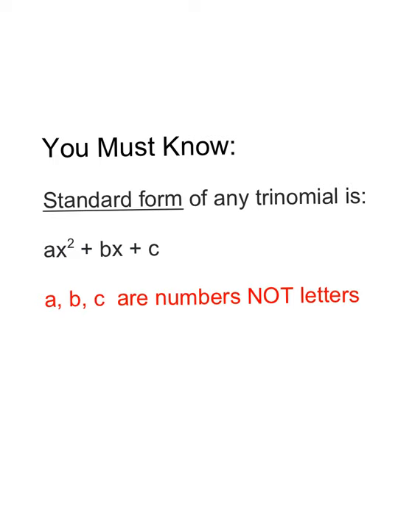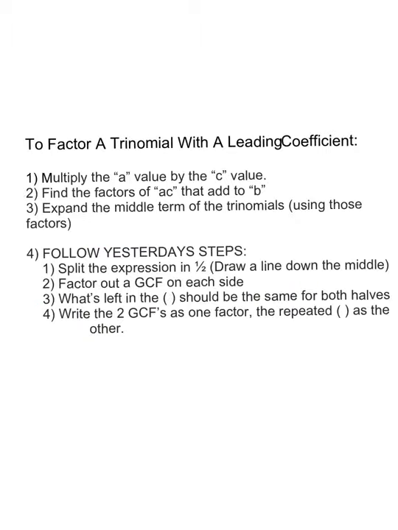So the first thing that you must know is that standard form of any trinomial is ax squared plus bx plus c. The a, b, and c values are numbers, not the letters. Don't ever take the x squared or the x when you're taking your ABC values.